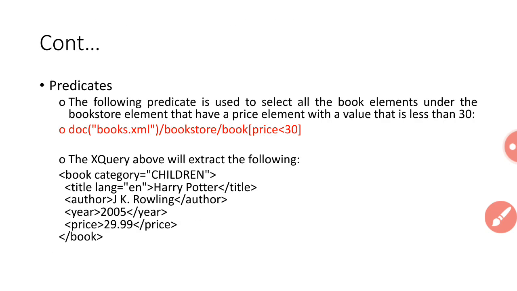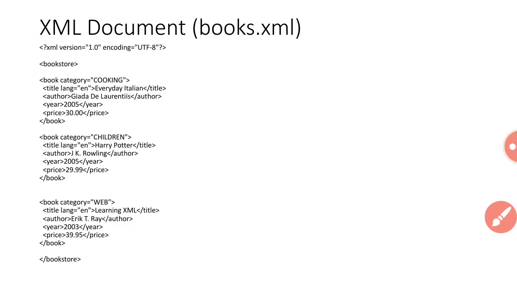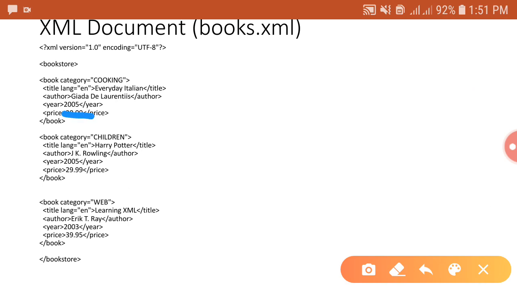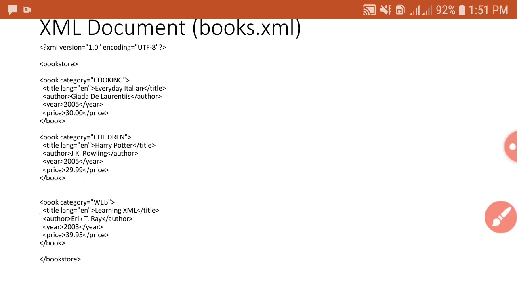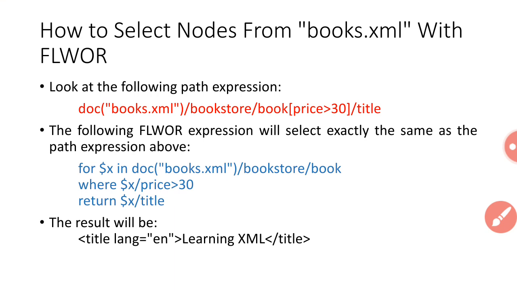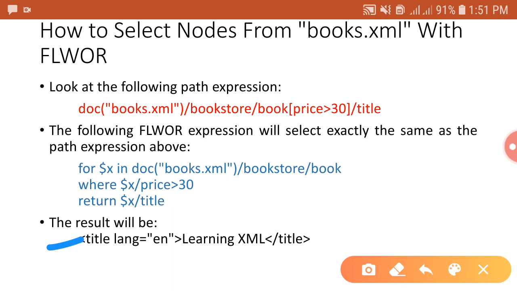Here the condition is satisfied for only one element. As you can see here, the price is 30 in the first book. In the second book the price is 29.99, and in the last it is 39. So only in the last book is the price greater than 30, so only this title element is retrieved.